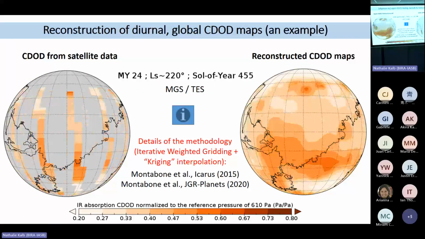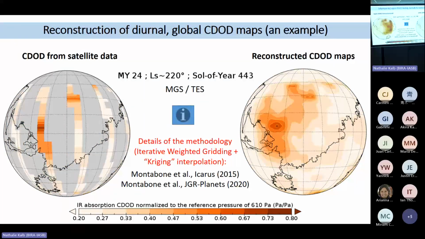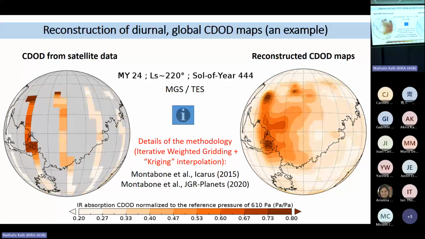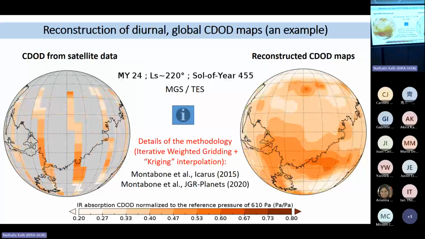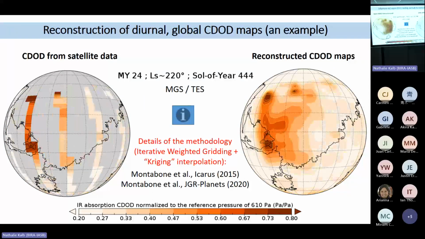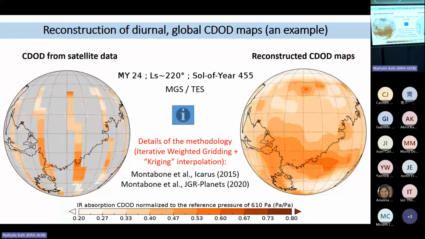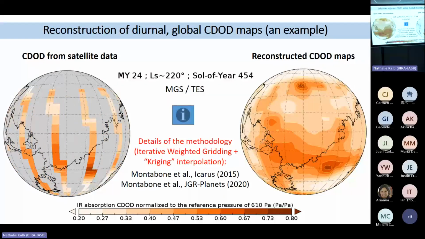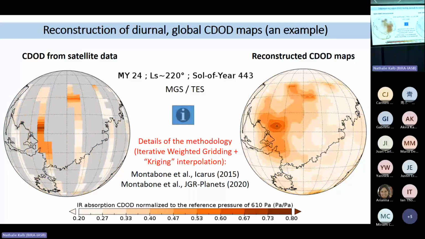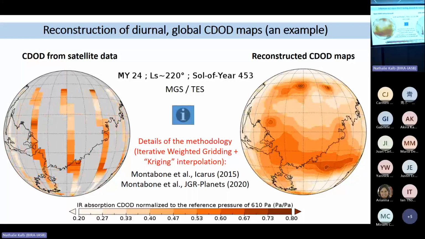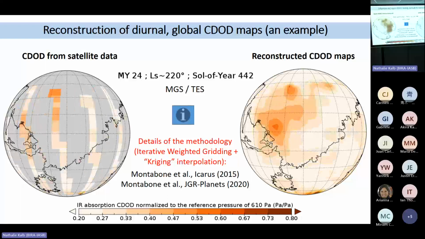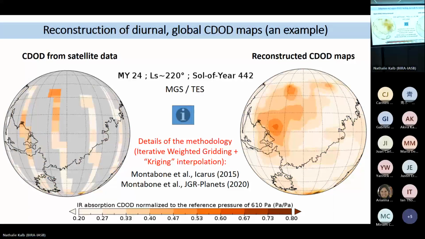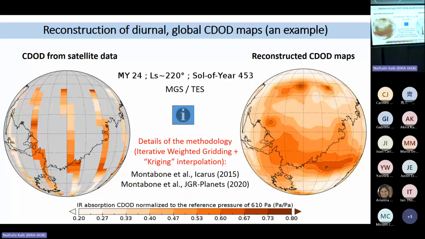So we use a technique which is called iterative weighted gridding, and then we do some interpolation as well using kriging to produce a complete latitude-longitude map of the column dust optical depth. So if there is a storm, now we are able to see it pretty clearly. We see the evolution. We can calculate some statistics, average opacity, centroid, trajectory, and so on and so forth. So it's a higher level product that is based on real observations.